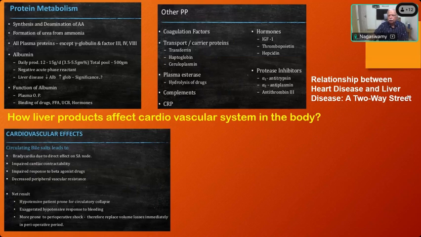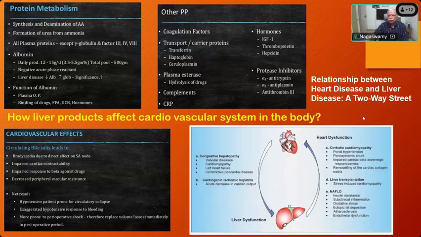Relation of heart disease and liver disease, the two-way street. You have to remember that if the heart is not functioning well, it will affect the liver, and if the liver is not functioning well, it will affect the heart. In patients with cirrhosis, it can cause cardiomyopathy through portal hypertension, portal systemic shunting, impaired cardiac beta receptor response, and remodeling of the cardiac collagen matrix. All these things can happen in the cardiomyopathy because of cirrhosis.